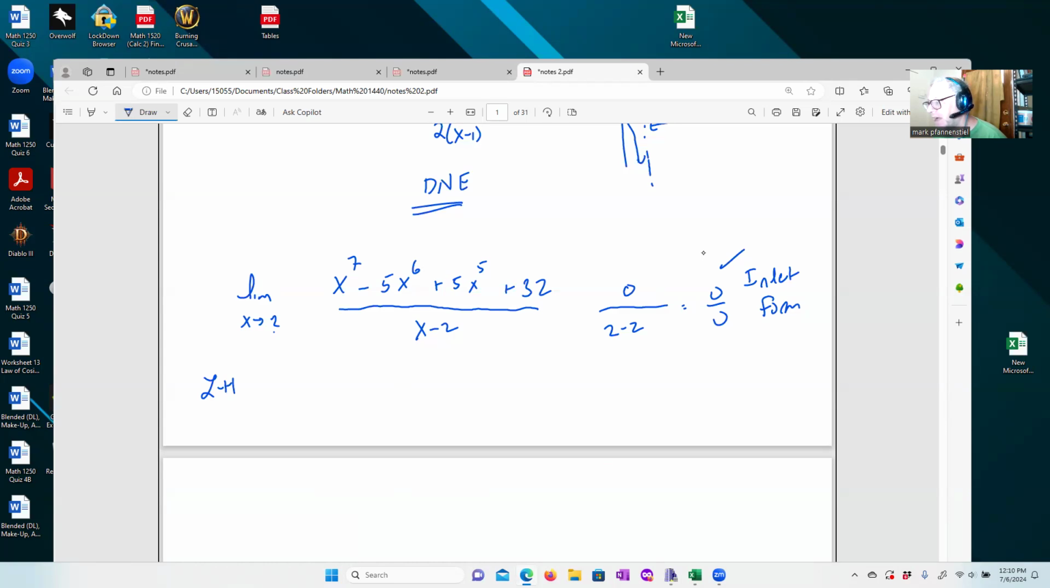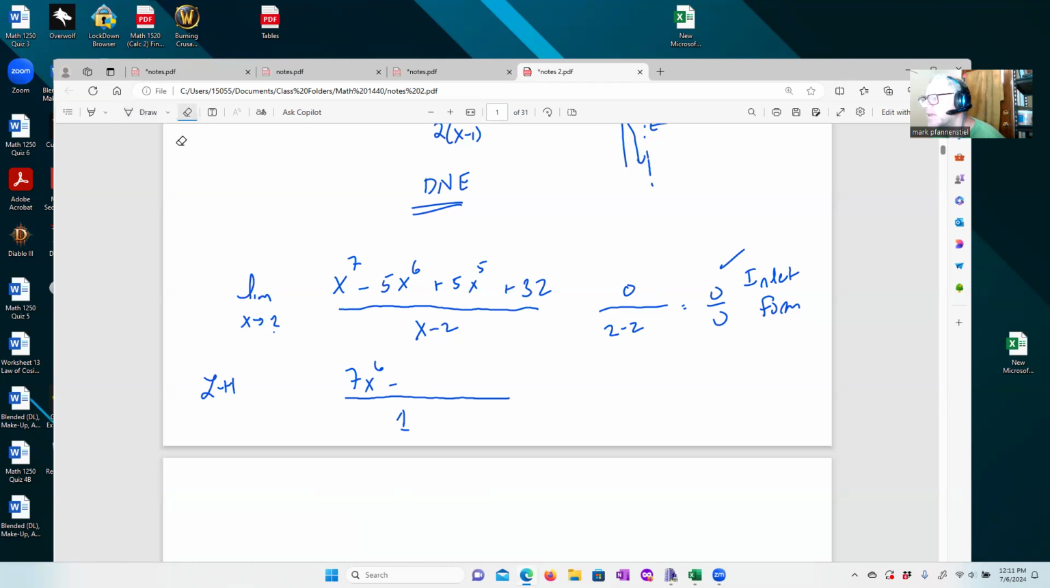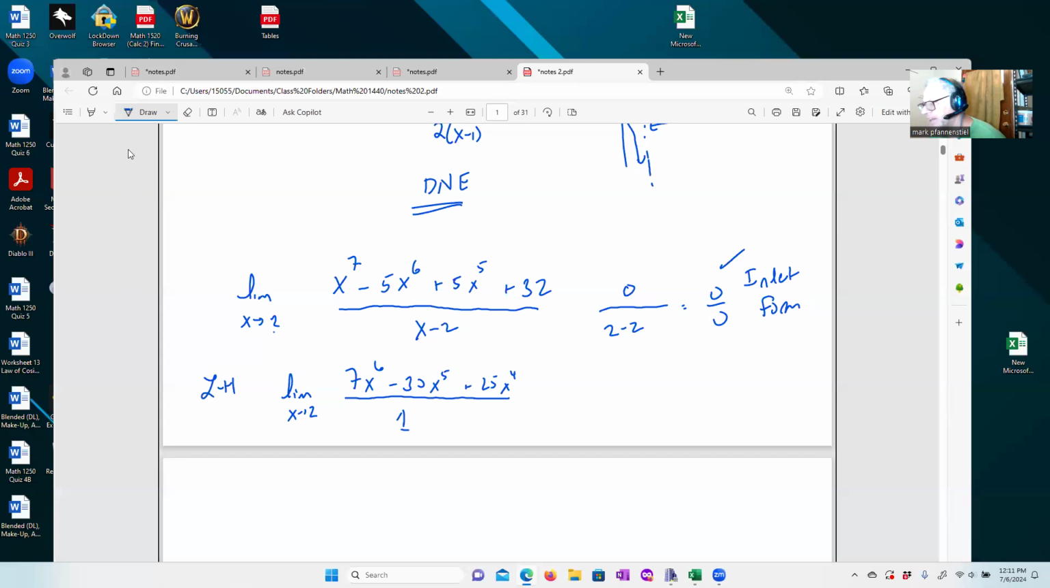We have to take the derivative of the top and then the derivative of the bottom. The derivative of the bottom is going to be very nice. For the derivative of the top, we get 7x to the 6th minus 30x to the 5th, because we had 5 times 6 there. Then we end up with plus 25x to the 4th. The 32, the derivative makes that go away. And we still have a limit as x goes to 2. So we'll go ahead and plug that in and see what happens.